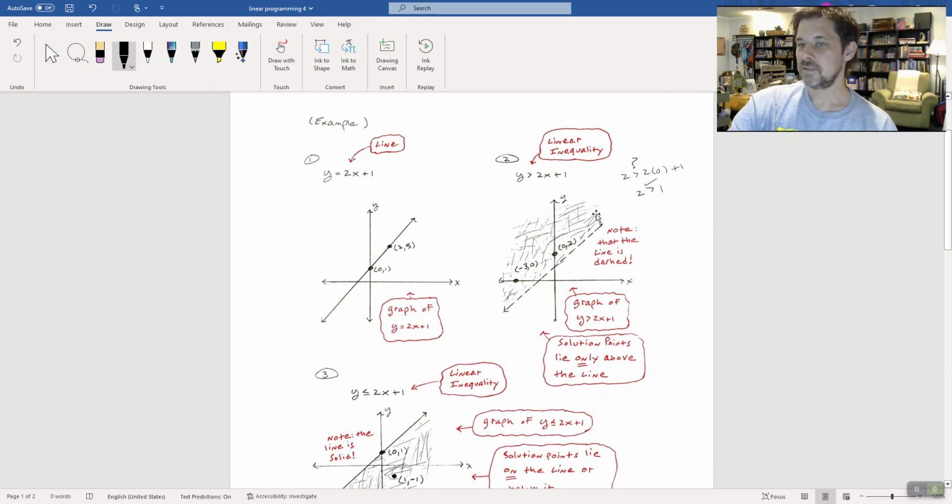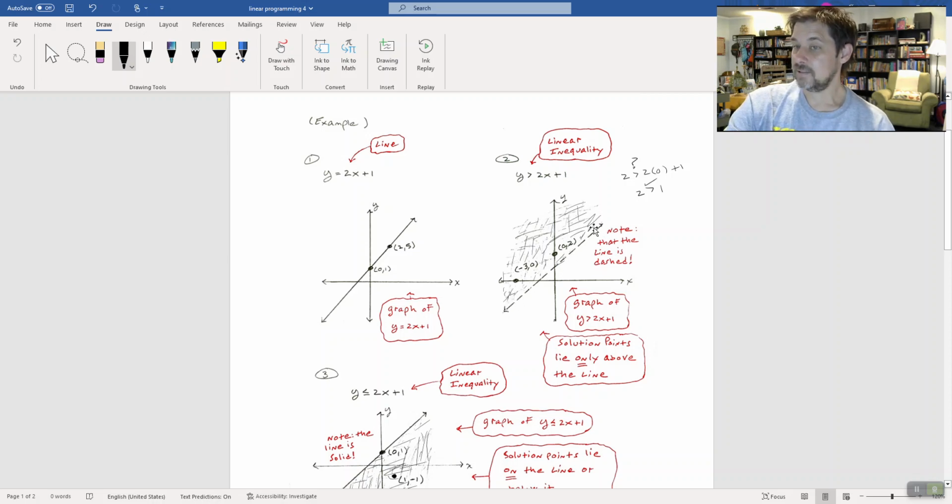Now, let's talk about some other details of this. Notice that I drew the line dashed, okay? Whereas when I drew this, I drew it solid. Why is that? Well, think about it. That line is all the points where y equals 2x plus 1. This doesn't say equals. This says greater than. So the points on the line are not part of our answer, okay? All right, that's why it's dashed.